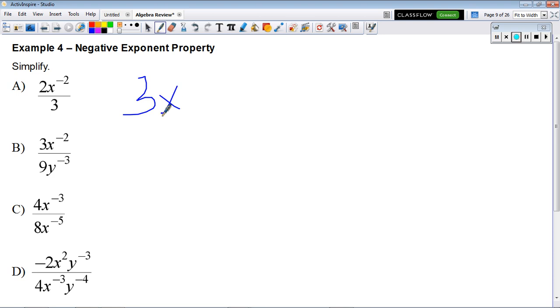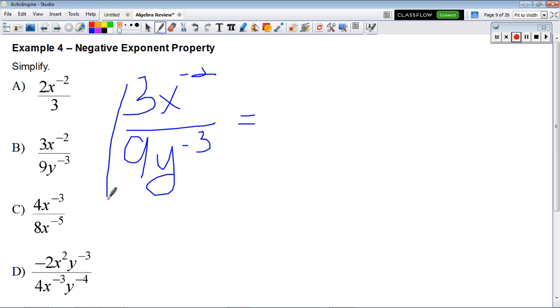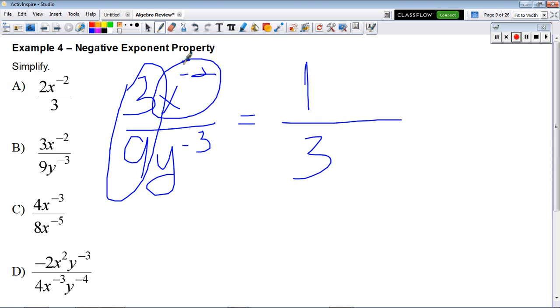I got 3x to the negative 2 over 9y to the negative 3. So notice here I do have coefficients that can be reduced. 3 over 9 is going to reduce to 1/3. So I'm going to do that first. Then I'm going to take each variable and decide if I need to flip it to the other side of the fraction or not. Because this is to a negative power, I got to flip that to the other side of the fraction, and when I do that, the 2 becomes positive.